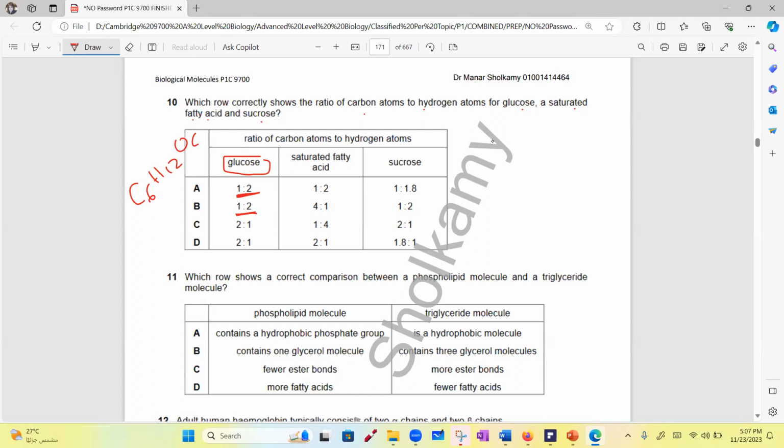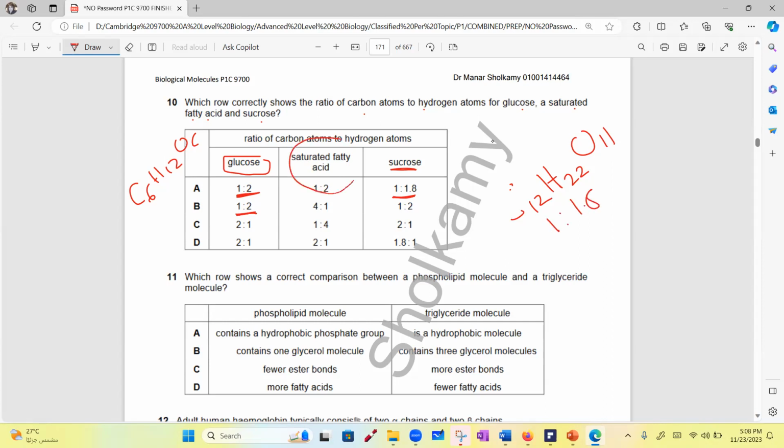Now, sucrose. I advise you to ignore the saturated fatty acid for now and go to sucrose. It would be A, because we said that a disaccharide will be C12H22O11. 22 divided by 12, we'll find it is 1.8. So the ratio will be 1 to 1.8. So the answer will be A.